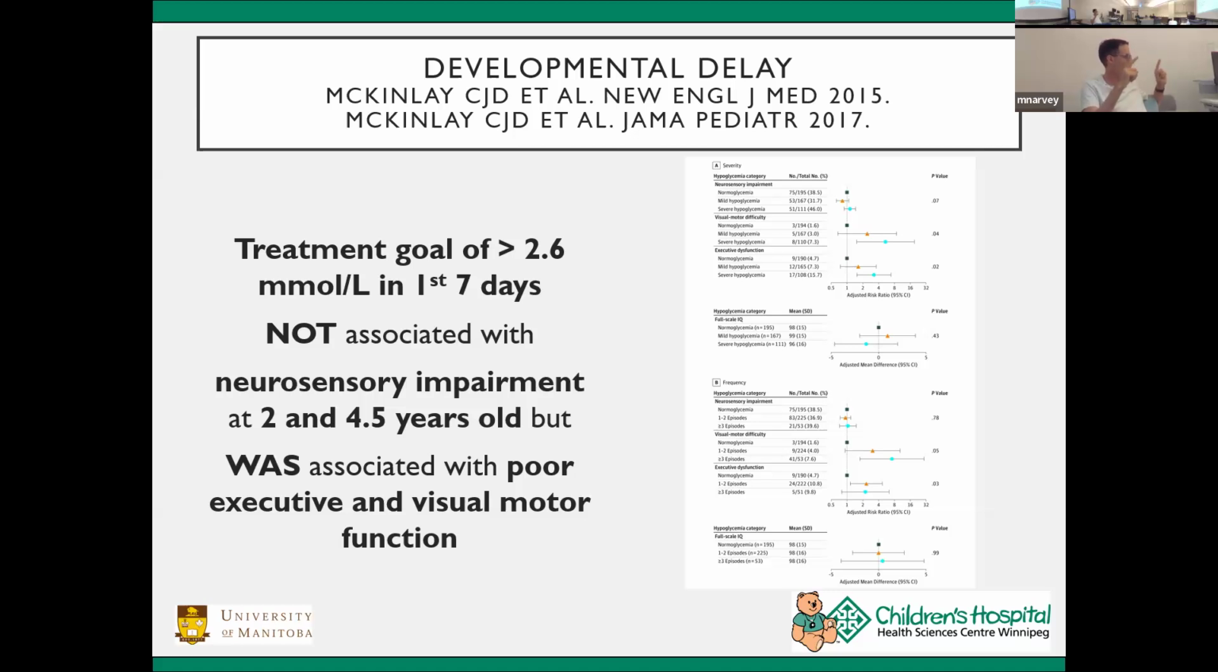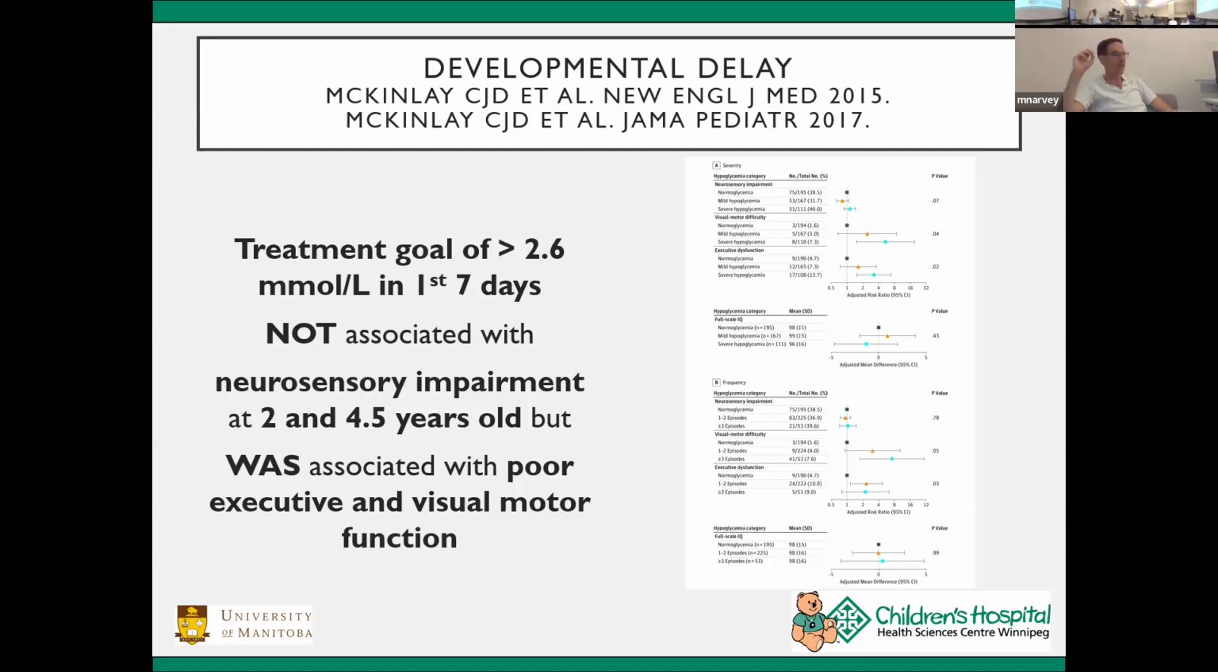But one of the questions you have to ask is, why do both groups have impairment, even though there's no difference between them? They said there's no difference in neurosensory impairment at 2 years and 4.5 years. Why do so many of these babies have neurosensory impairment at all, even if it's mild?